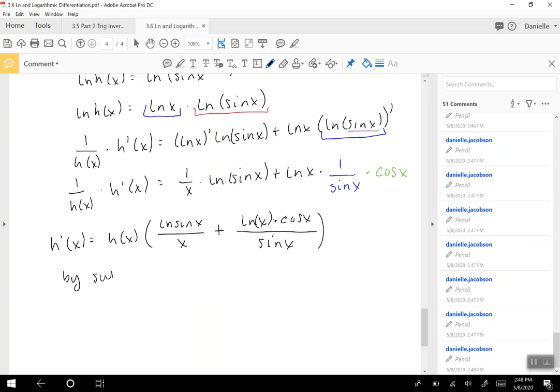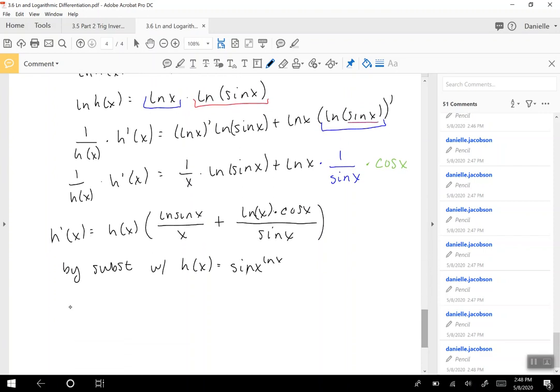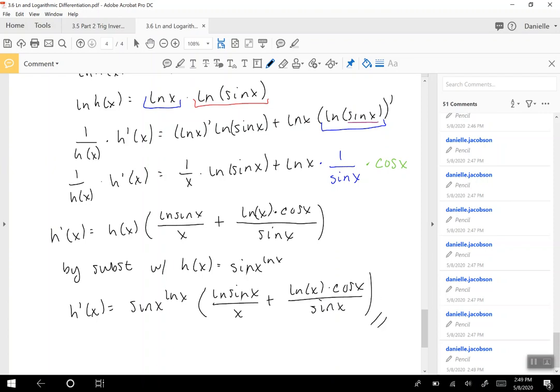So by substitution with h of x being equal to sine x to the ln x. I think that's what we started with. I better double check here. Yep, good. Okay. I know that I get h prime of x is equivalent to sine of x to the ln x times ln sine x over x, plus ln x times cosine x, all over the sine of x. All right, I've fully and completely taken the derivative. I've done my back substitution.